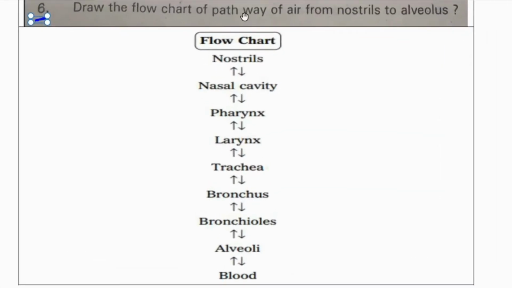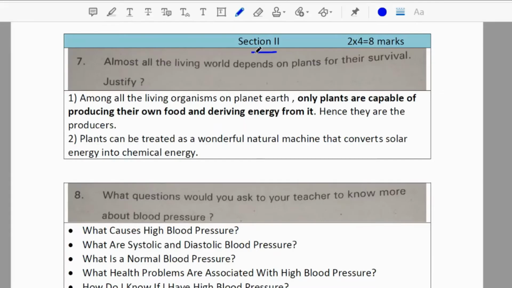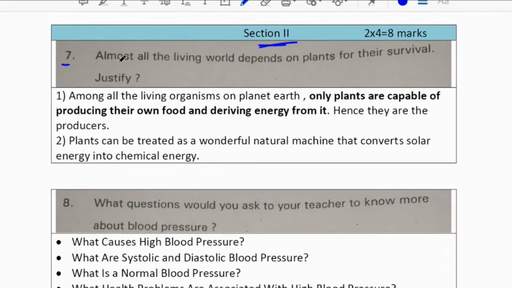Sixth question: draw the flow chart of the pathway of air from nostrils to alveolus. So this is the flow chart, and please make a note of this flow chart, students. This is very important. Moving on to section 2, seventh question.